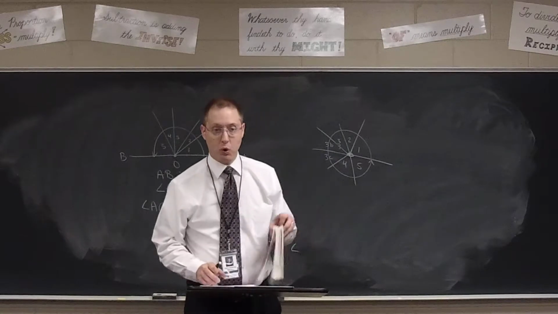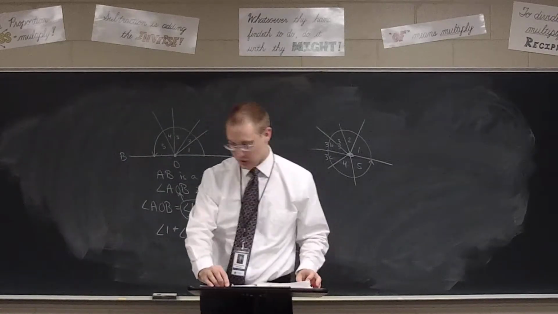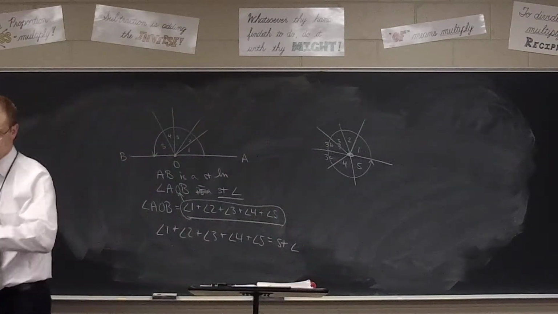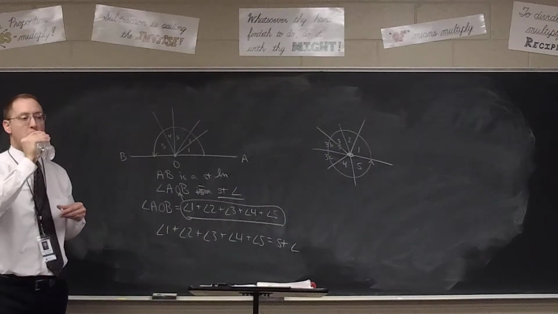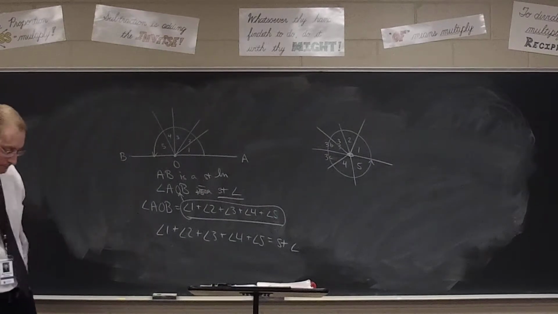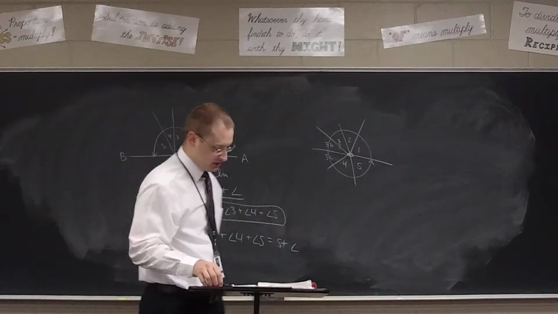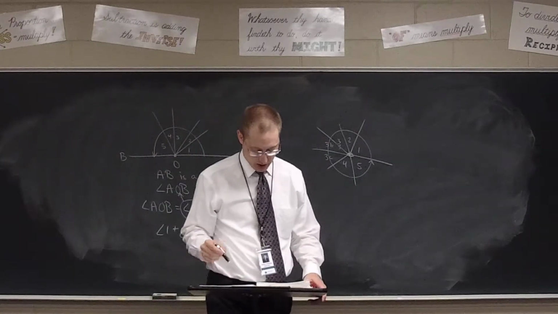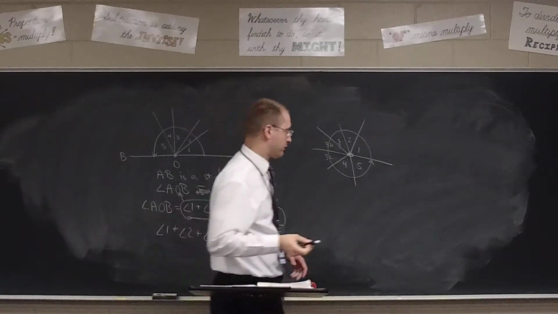Informal statement number 12. Genesis, read that for us. If the sum of two adjacent angles equals a straight angle, their exterior sides form one straight line.